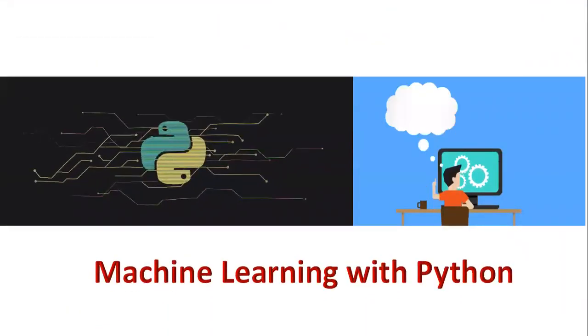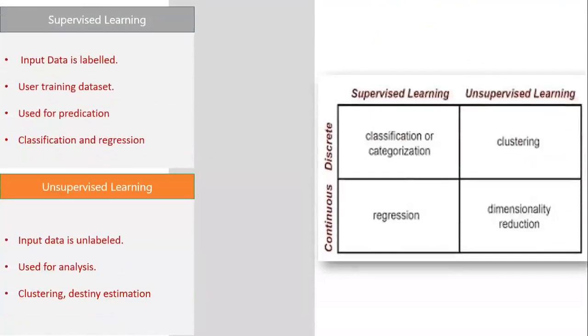Let's have a look at machine learning with Python. There are two types of learning, supervised learning and unsupervised learning. Supervised learning takes labeled input data. Unsupervised has an unlabeled input data set. Supervised is used for training the data set, whereas unsupervised is used for analyzing. Predictions are made based on supervised learning, and it includes classification or categorization, whereas clustering, density estimation, reduction, etc. come under unsupervised learning.